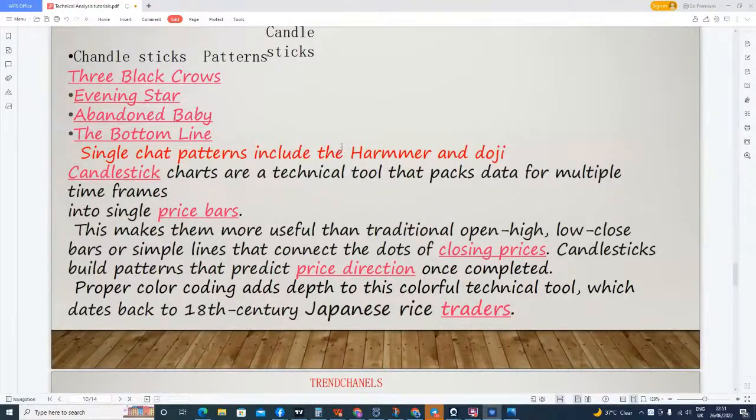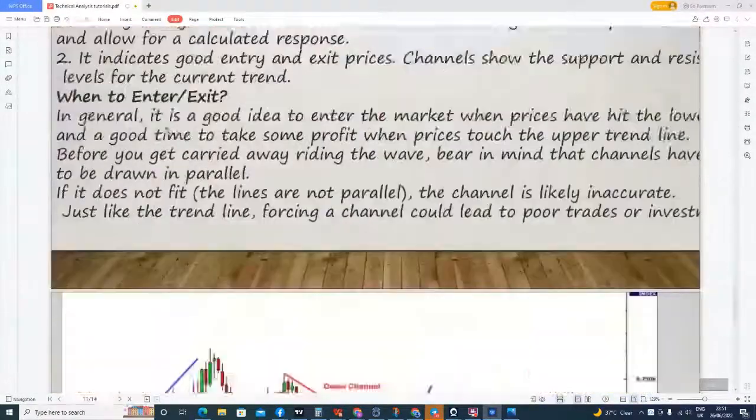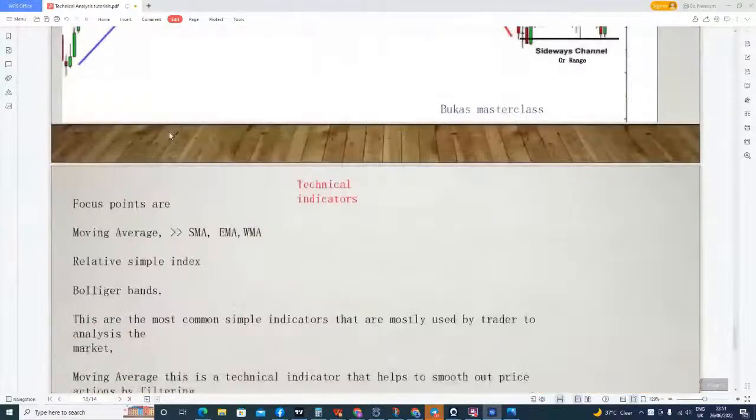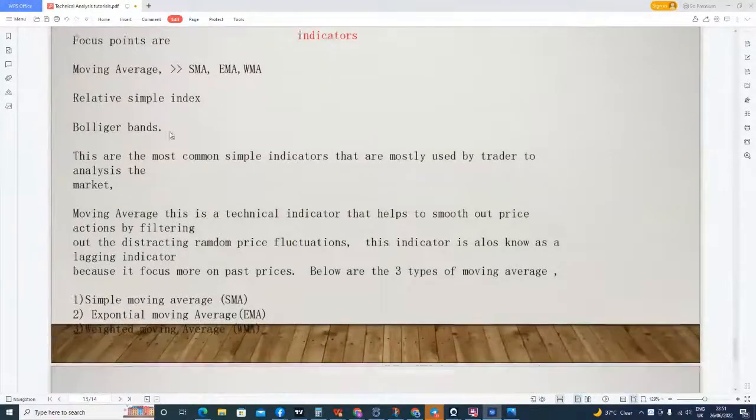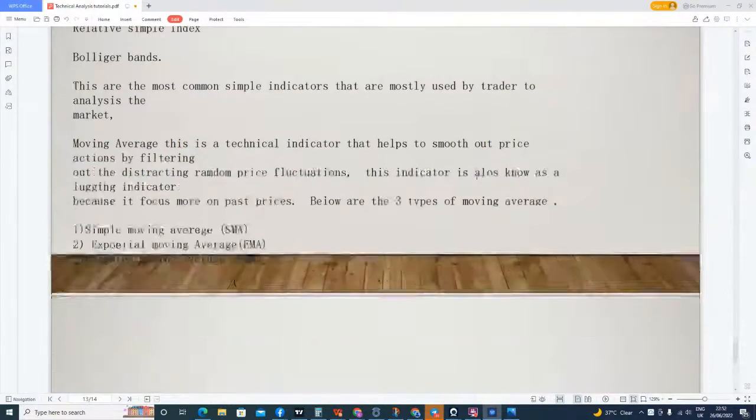Candlesticks, and, so let's talk about indicators before we close for today, because I actually have 10 more minutes to go. So let's talk about indicators before we go today.